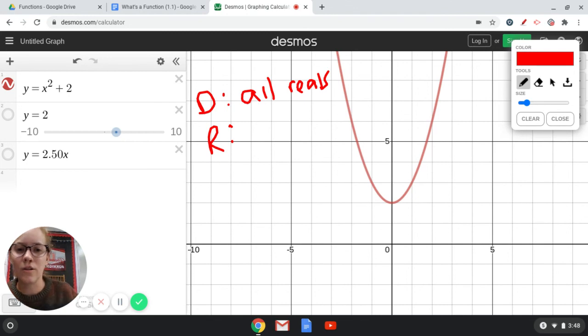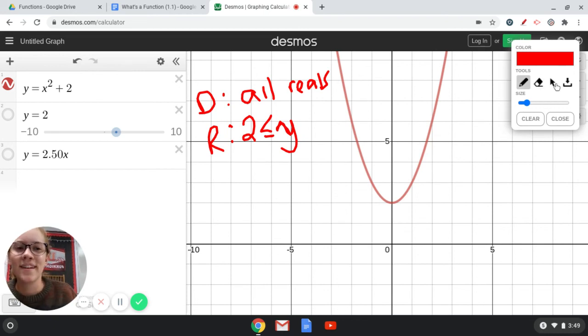is not all reals because notice it doesn't go down forever and ever. It's got this bottom point, which is 2. So that means 2 is less than or equal to x. Sorry, y is less than or equal to nothing. It goes on forever and ever, which means we don't need this one over here. So that means just 2 is less than or equal to y.